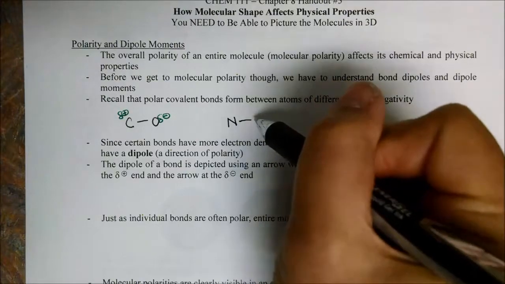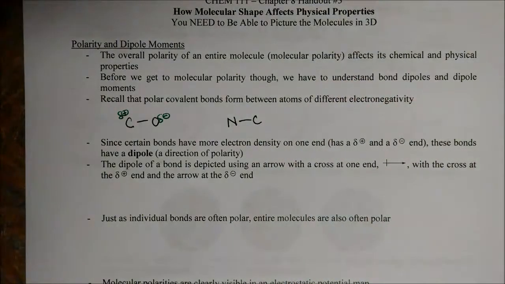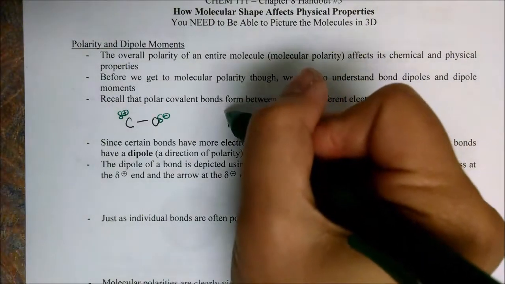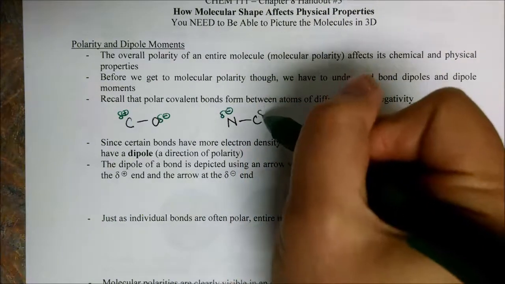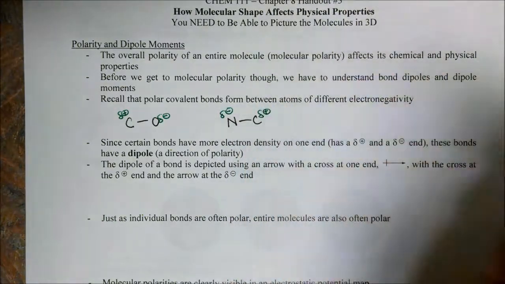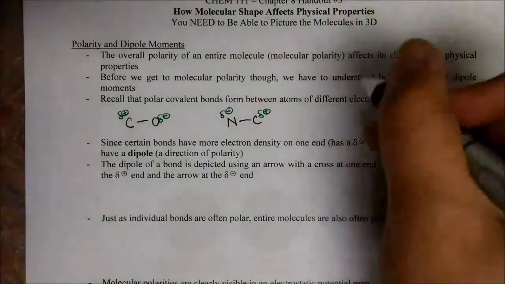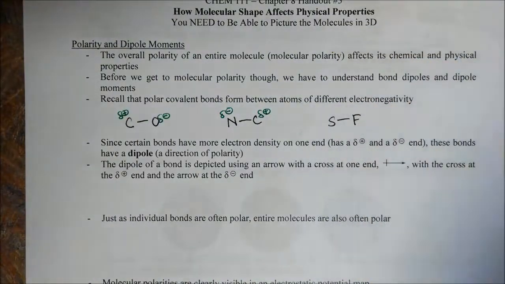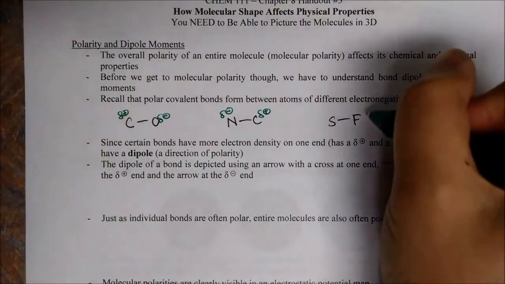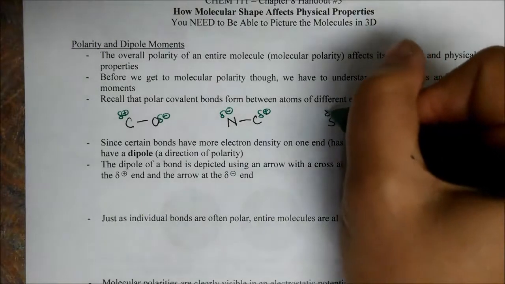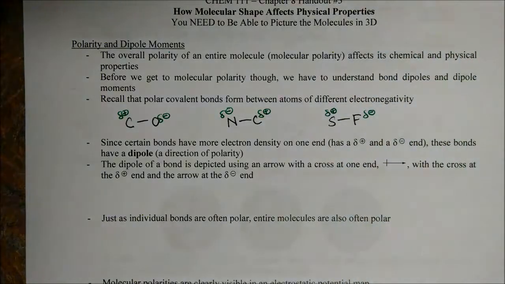How about this NC bond? Again, look at the periodic table. Which atom is more electronegative? The nitrogen is. So it pulls electrons a little bit tighter. And again, this results in the polar covalent bond. And how about an SF bond? Fluorine's the most electronegative, so it's definitely pulling those electrons a bit harder than the sulfur. Okay, so these are polar covalent bonds.